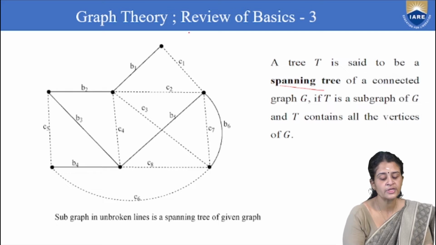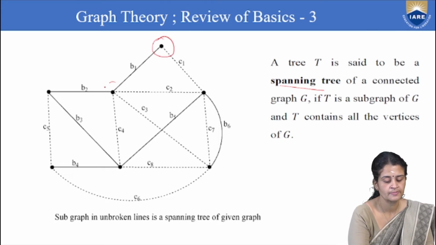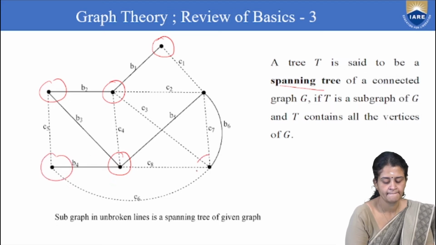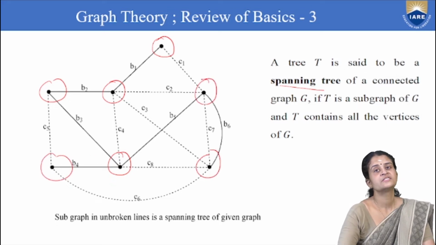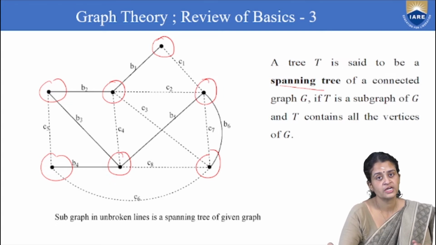How many vertices do we have in this graph? We have 1, 2, 3, 4, 5, 6, 7. 7 vertices we have. And this tree, this subgraph, should contain 7 vertices. These are the 7 vertices. And then I should draw a tree which contains all these 7 vertices. That tree is termed to be a spanning tree of the given graph G.